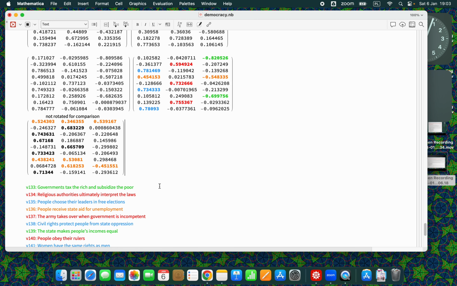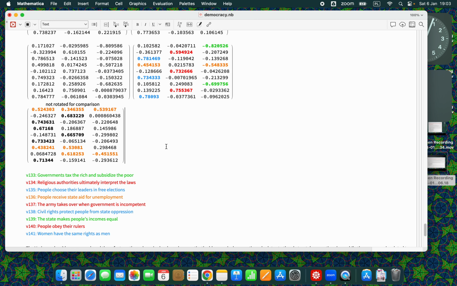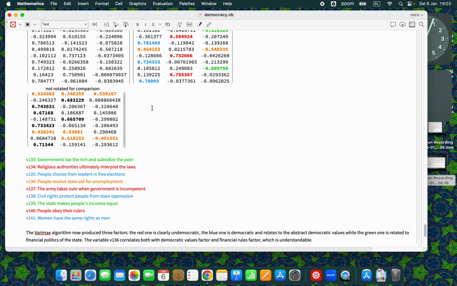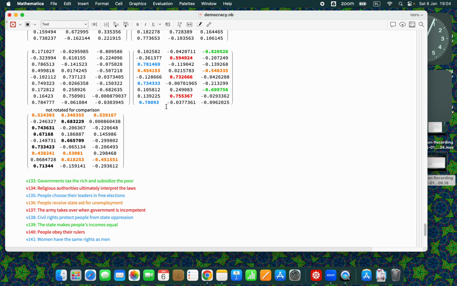What we see here is that we have again this blue one factor, which is associated to democratic values. People choose their leaders in free elections. Civil rights protect people from state oppression, and women have the same rights as men. So these are democratic values and abstract values. So this is the factor of abstract democratic values.